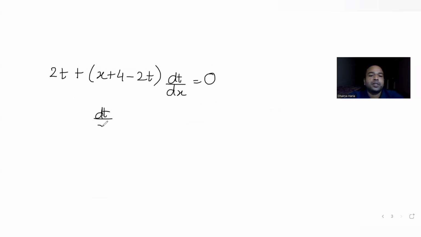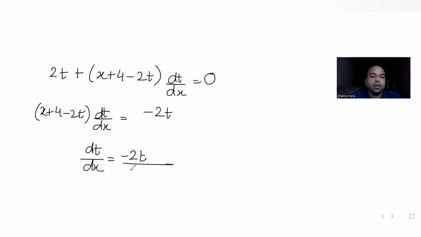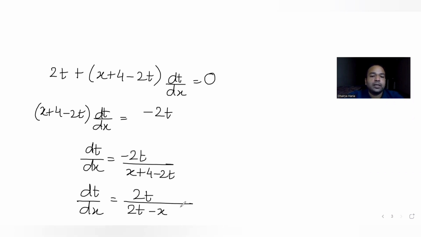So dt/dx becomes minus 2t upon (x + 4 - 2t). Taking the minus sign into the denominator, I get dt/dx equal to 2t upon (2t - x - 4).